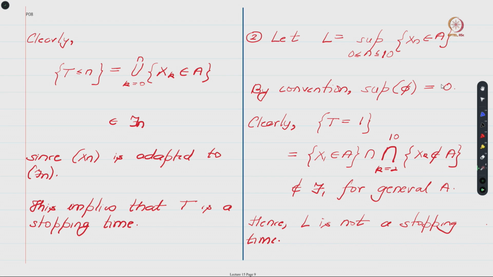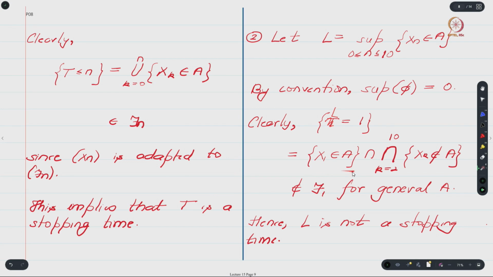So let us try to understand whether this L is a stopping time or not, and one can check very easily that the event T equals 1 equals the fact that X1 belongs to A. So this is the supremum, sorry, I think I made a mistake over here, this should be L. So the event L equals 1 corresponds to X1 belonging to A, and this should be the last time you should be in A, which implies that for every k from 2 to 10, your Xk should not belong to A.